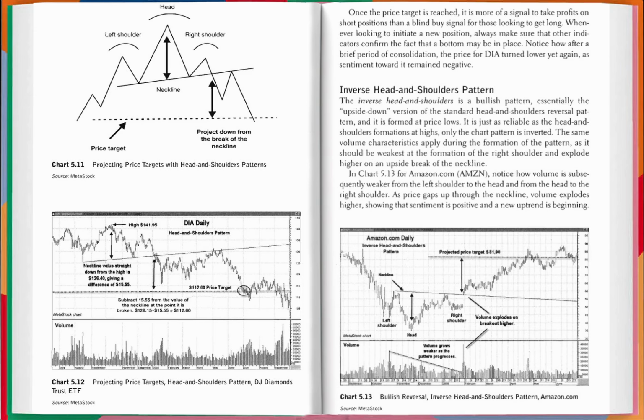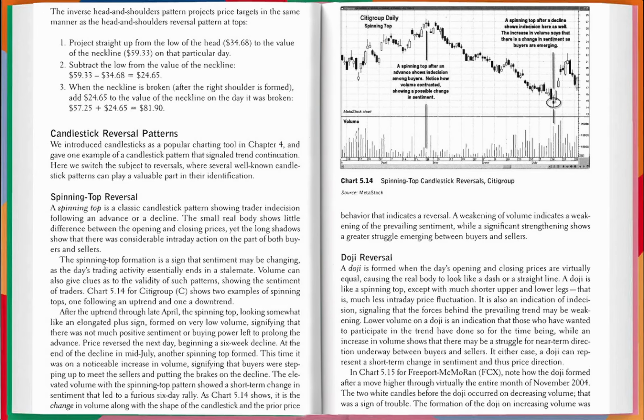In Chart 5.13 for Amazon.com, notice how volume is subsequently weaker from the left shoulder to the head and from the head to the right shoulder. As price gaps up through the neckline, volume explodes higher, showing that sentiment is positive and a new uptrend is beginning. The inverse head and shoulders pattern projects price targets in the same manner as the head and shoulders reversal pattern at tops.